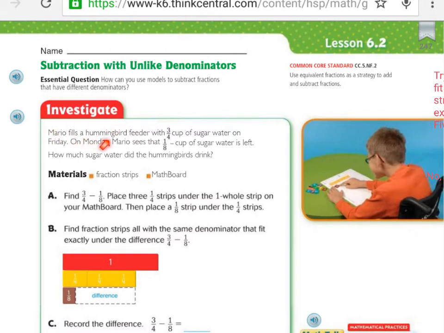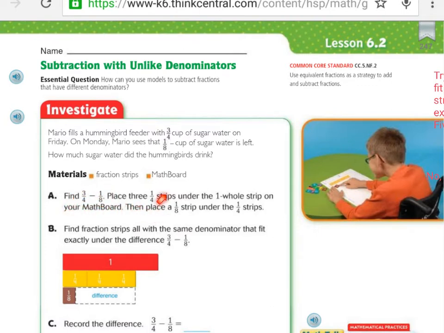Investigate. Mario fills a hummingbird feeder with 3/4 cup of sugar water on Friday. On Monday, Mario sees that 1/8 of a cup of sugar water is left. How much sugar water did the hummingbirds drink? So we're going to use those fraction strips in the math board again. A, find 3/4 minus 1/8.